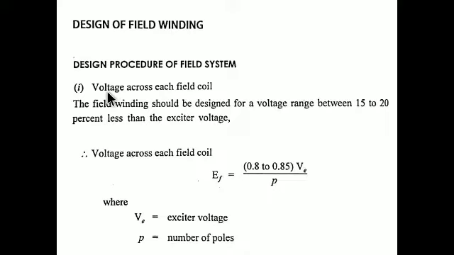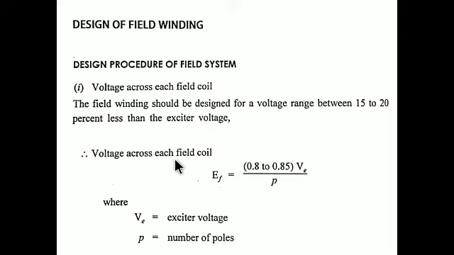The first one is the voltage across each field coil. A field winding is there, and you need to find the voltage here. For determining the voltage, a common assumption is there. For a field winding design, you have to allow a relaxation of 15 to 20% of the excitation voltage. With this, we can frame the equation.